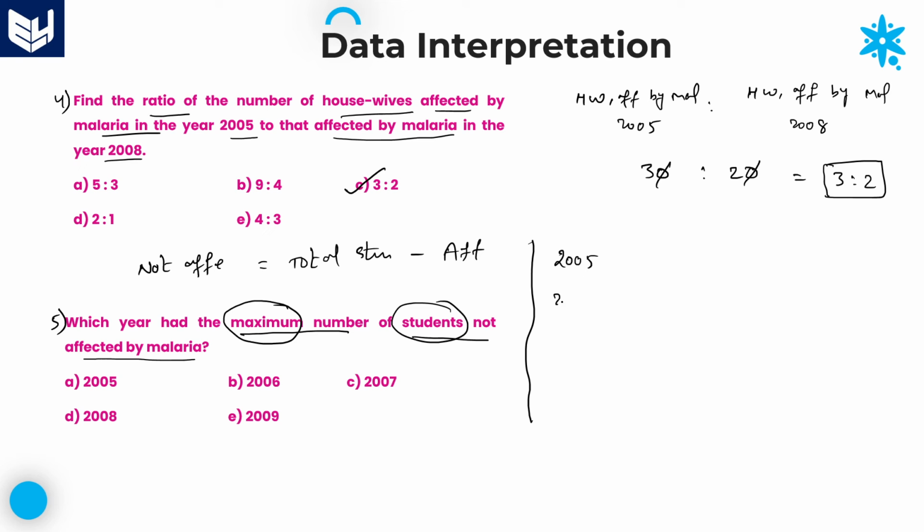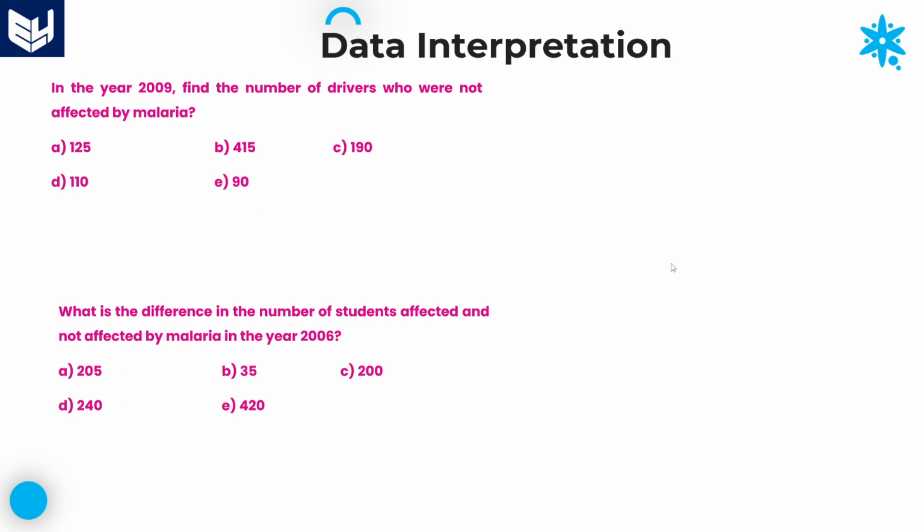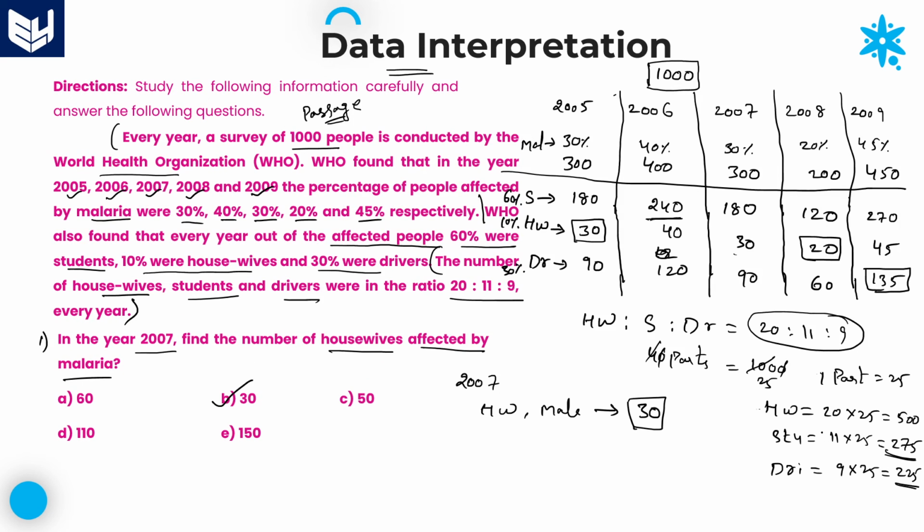2005, 2006, 2007, 2008, 2009. In all these years, you need to calculate the number of students who are not affected. Not affected in the sense total minus affected candidates. First, the total value is constant, right? Once go back to the previous slide. Total students are 275. Out of that, affected students 180 in the first year.